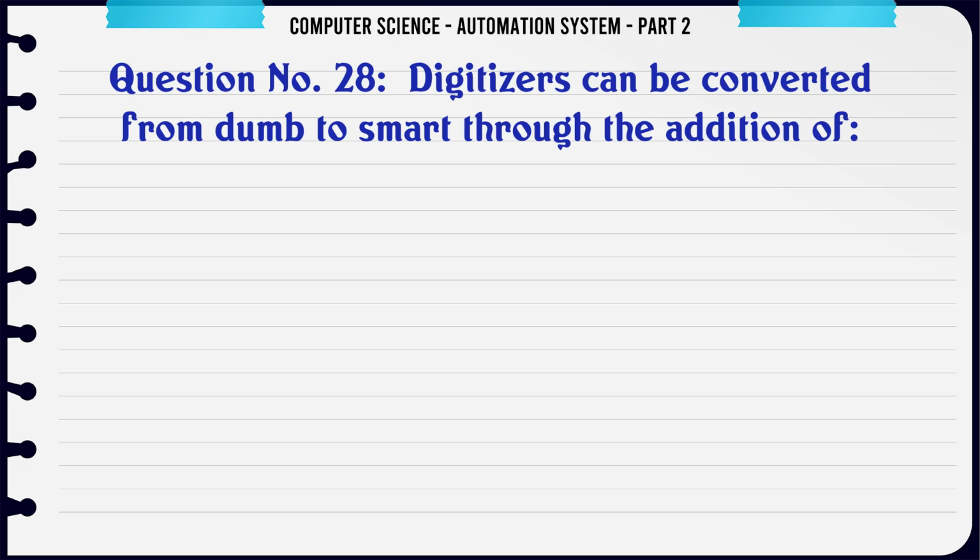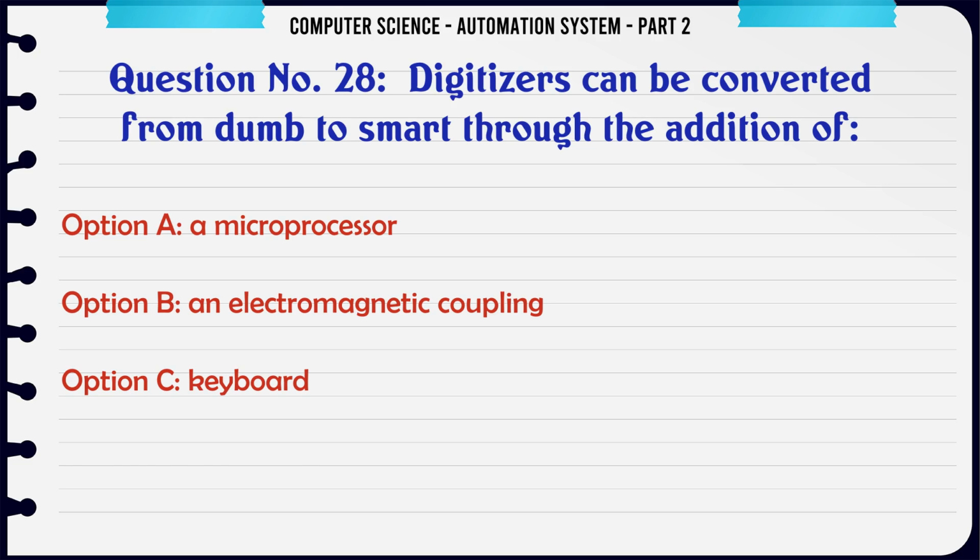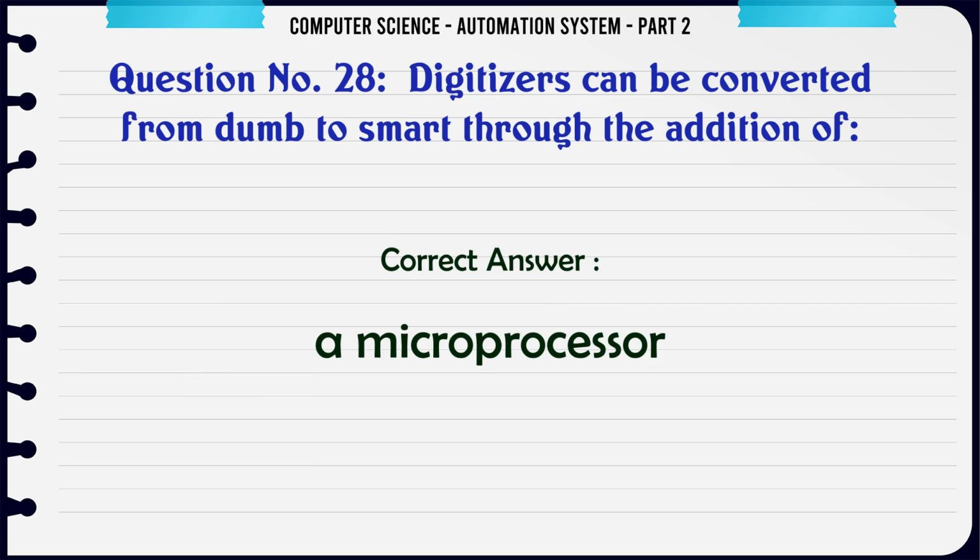Digitizers can be converted from dumb to smart through the addition of: A. Microprocessor. B. An electromagnetic coupling. C. Keyboard. D. A scanner. The correct answer is a microprocessor.